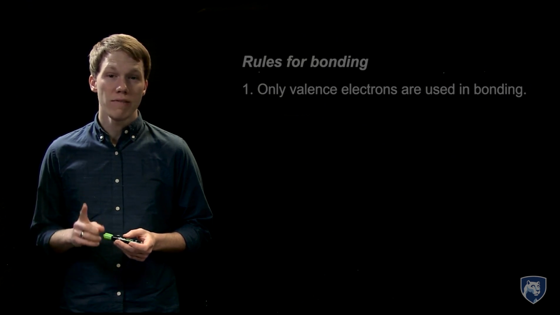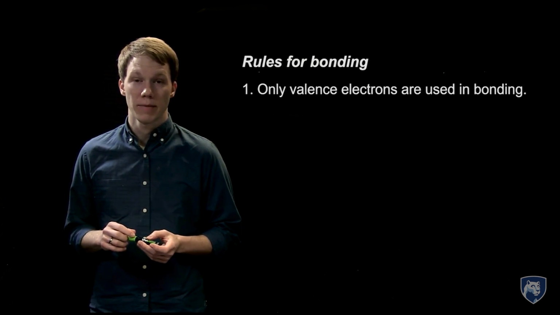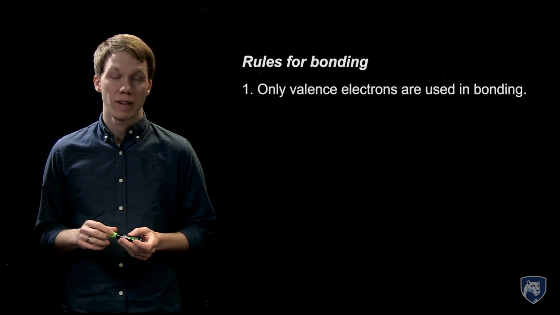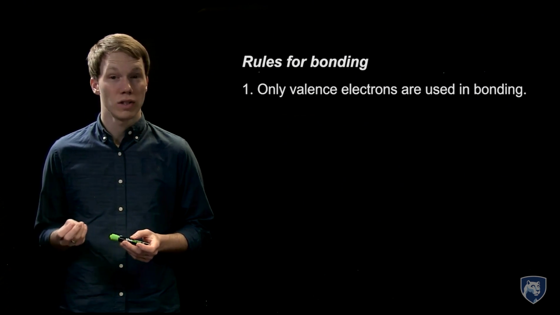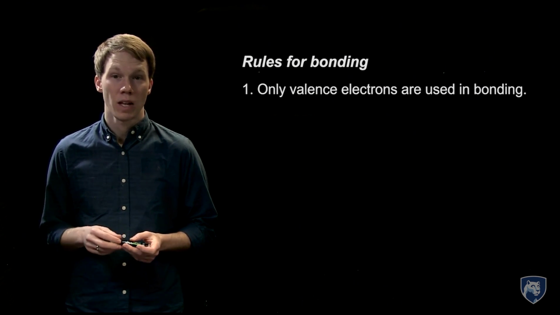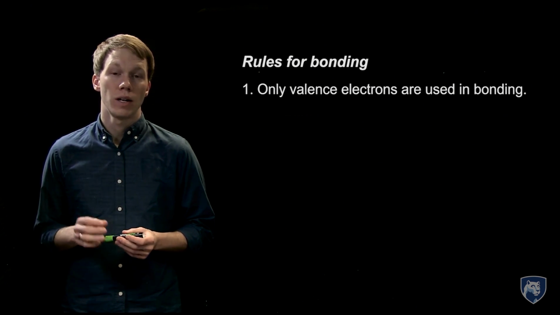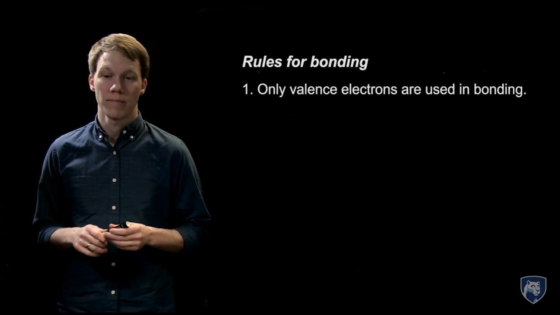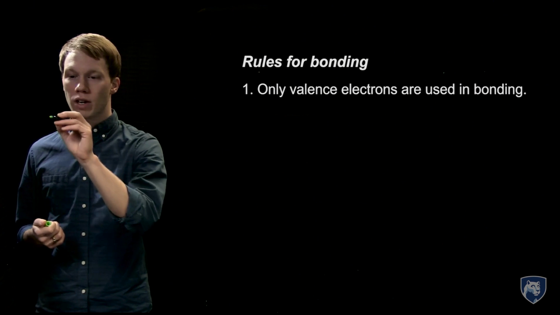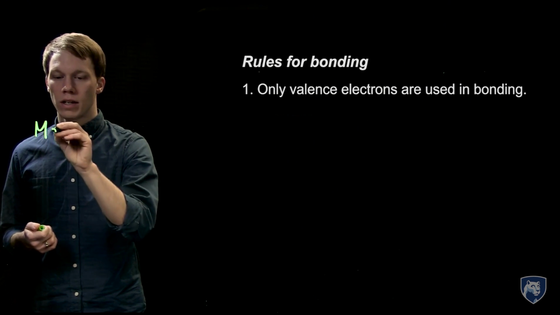One is that only valence electrons are used in bonding. So if we remember the definition of valence electrons, they are those electrons that are used for bonding. So we have to remember how to identify valence electrons. So we're going to go back to our electron configurations.